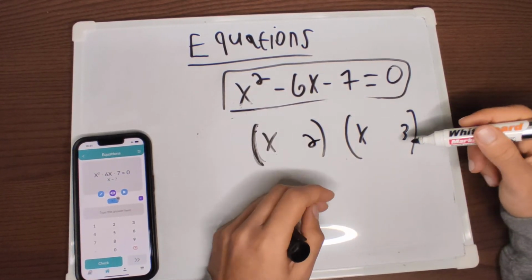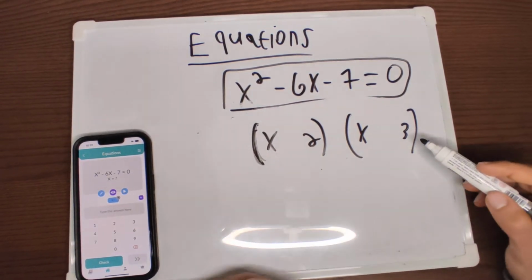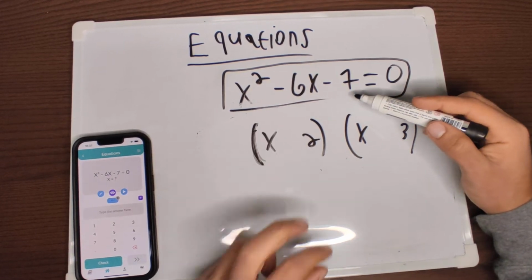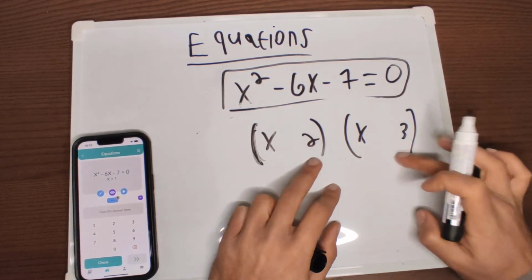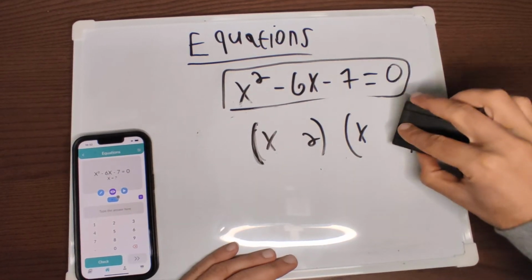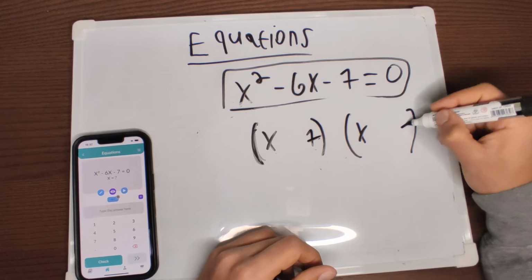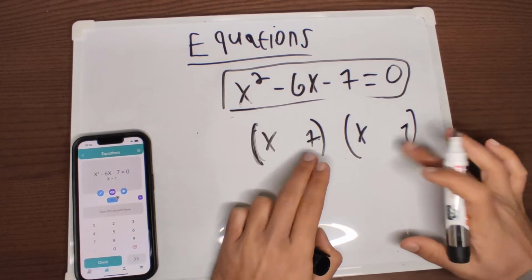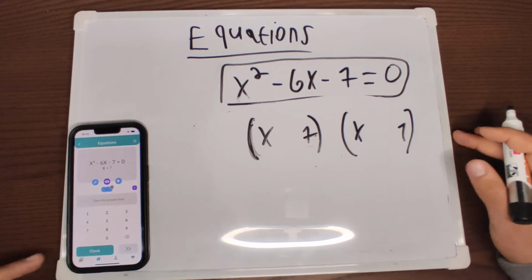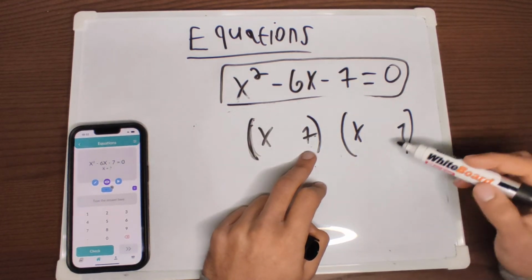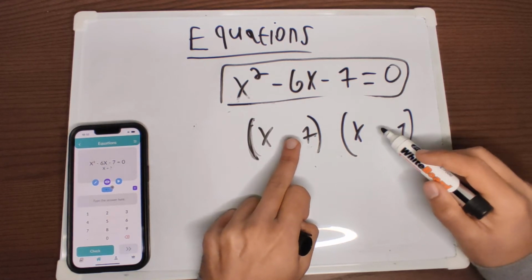No, 3 and 2 is not an option because 2 multiplied by 3 results in 6, but we have 7 here. So what multiplied by what will result in 7? Only 7 and 1. So we can understand that right here we should have 7 and 1, because 7 and 1 are the only whole numbers which result in a multiplication of 7.